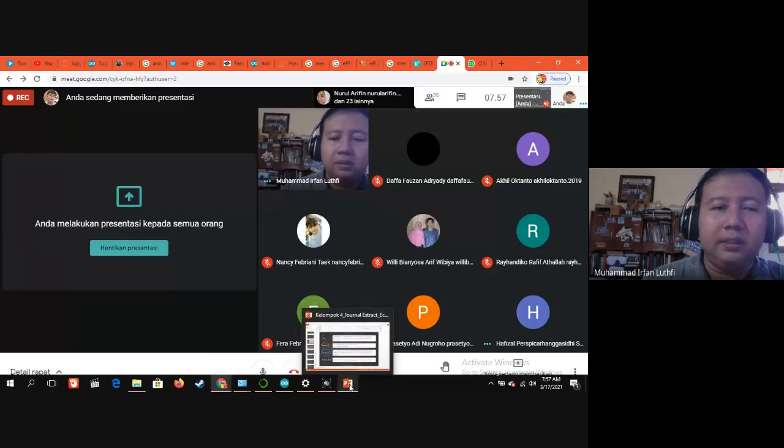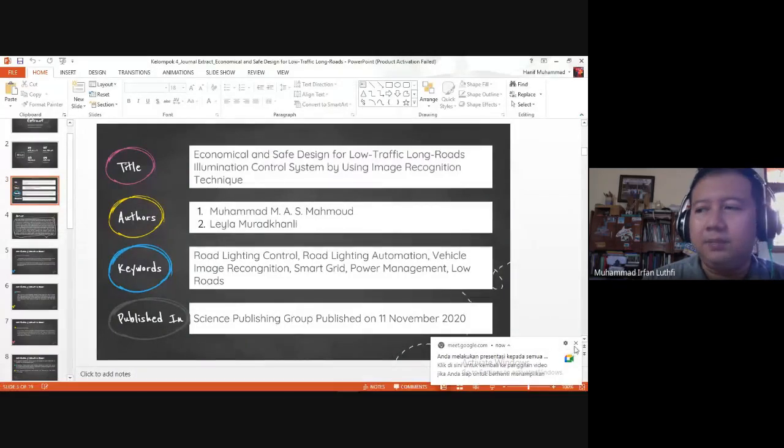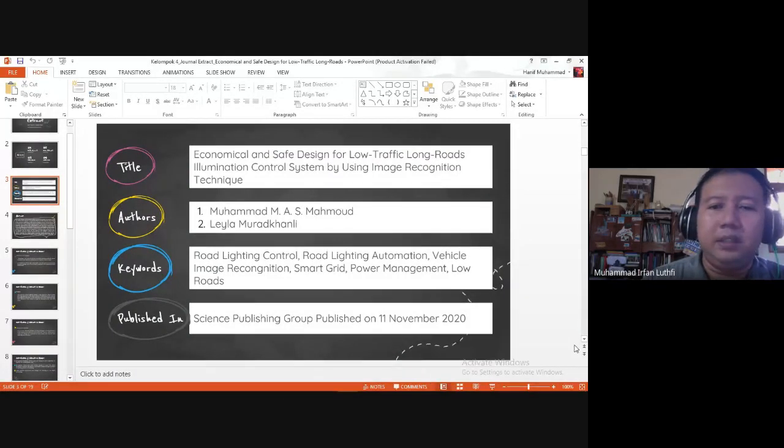I think this is quite a good journal. Even though there is no statistical analysis, they try to analyze the cost when they use this system design. It's quite good. Okay, please ask your question.